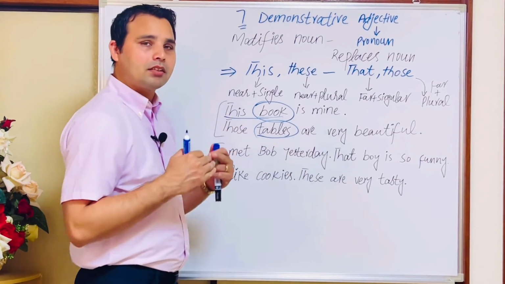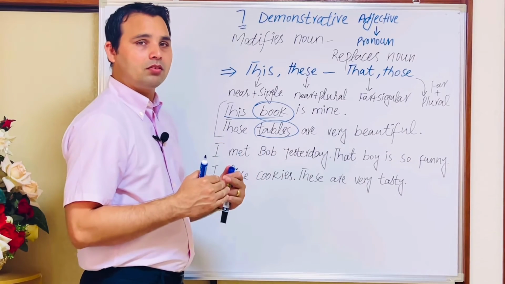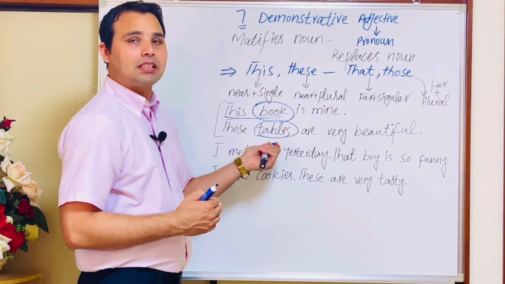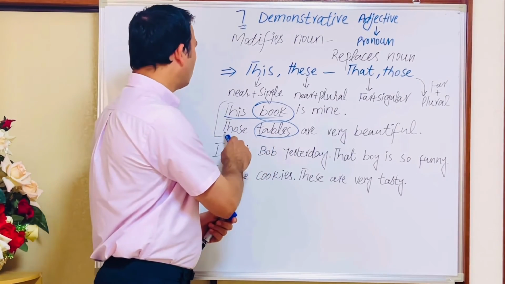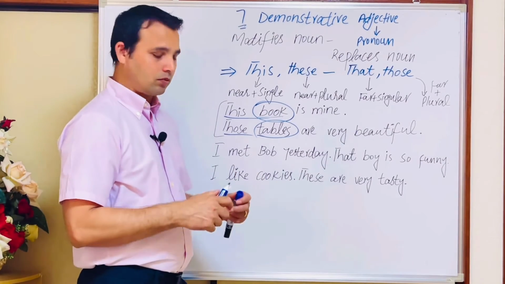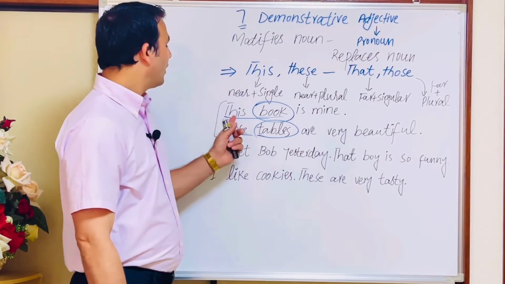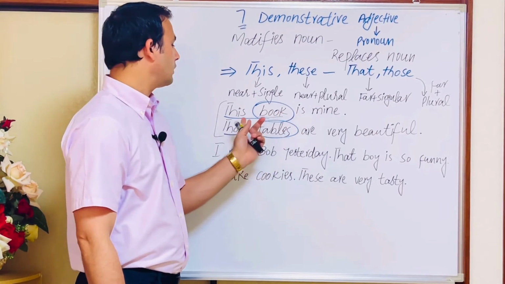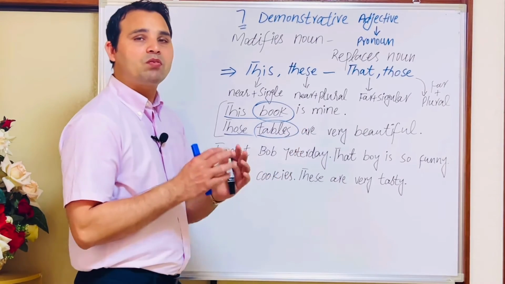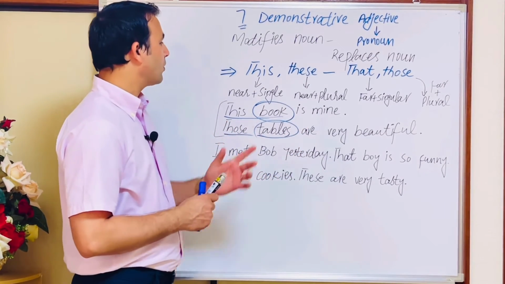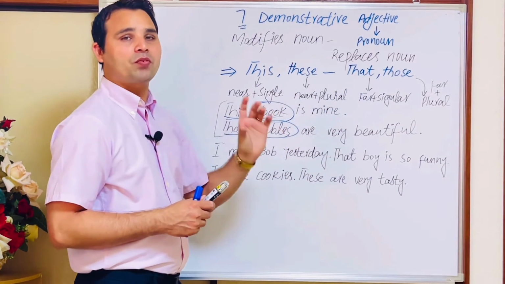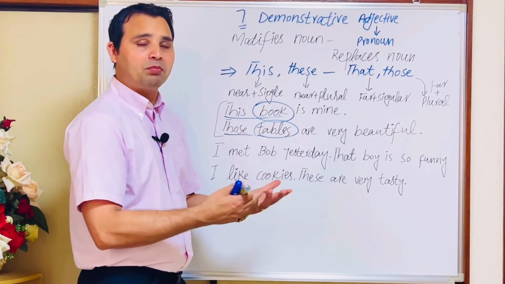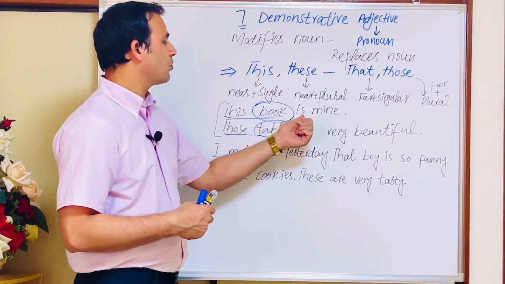And those, the word is used before a noun and it is modifying the noun tables. So this is our demonstrative adjective. And one thing more, in the first sentence you can see this book. If you write this books, it will be a wrong sentence. You must remember this and that are used for things in singular form. And the following helping verb or the verb will also be singular.